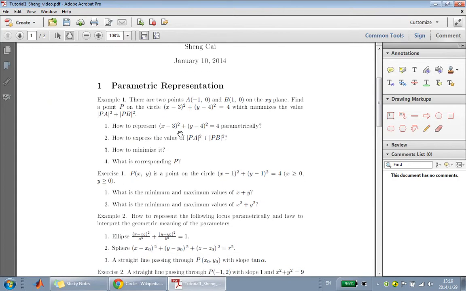Okay, back to the question. Here the question is how to minimize the value of PA squared plus PB squared. After representing the point on this circle parametrically, the next question is how to express the value of PA squared plus PB squared. Let's say point P is (3 plus 2 cosine t, 4 plus 2 sine t). Then it's easy to calculate PA squared plus PB squared, right?